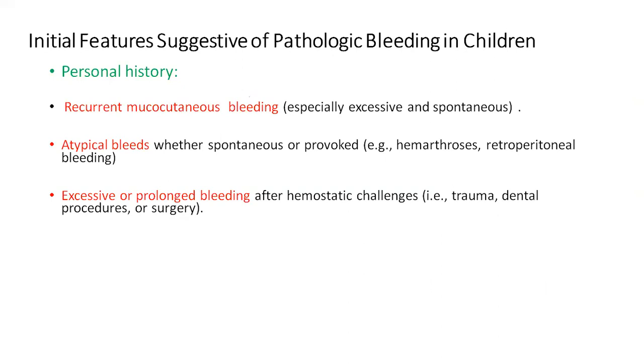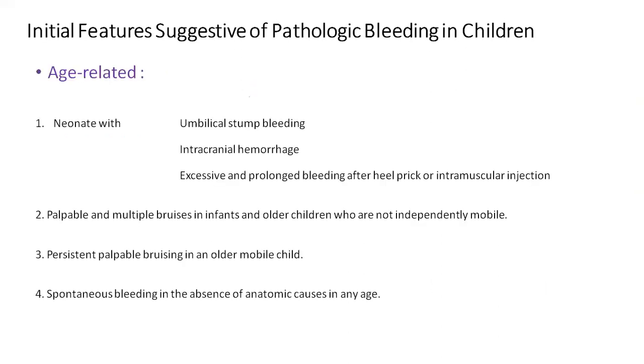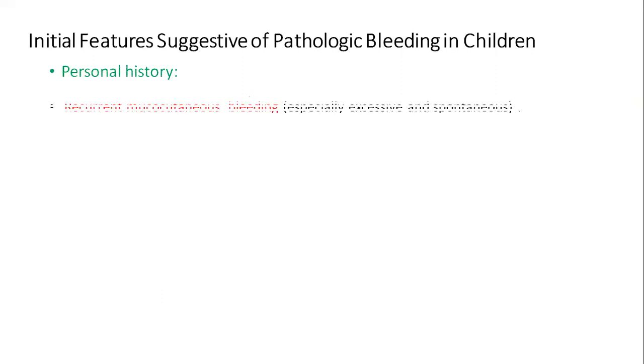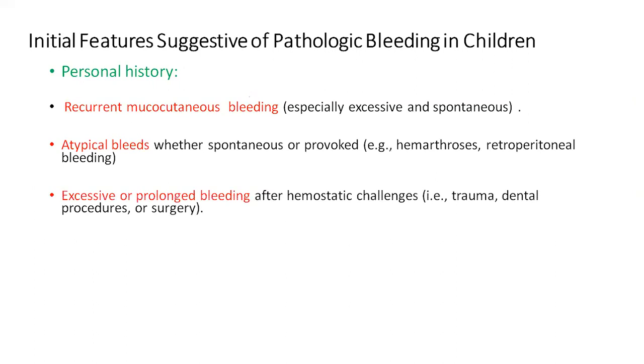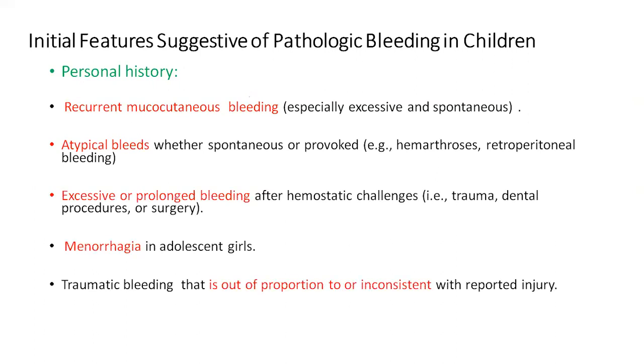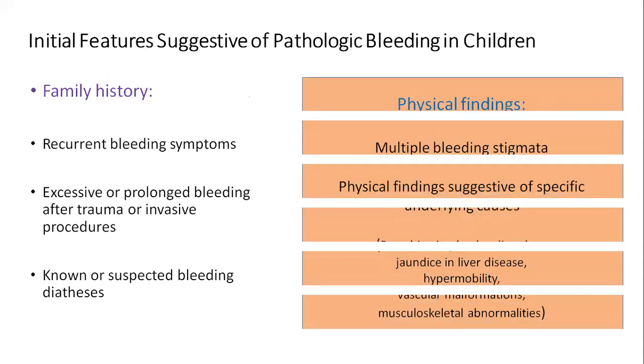So under these three headings, you need to discuss whether it is a pathological bleeding in children or not. First, age-related bleeding. Second is history, which is recurrent mucocutaneous bleeding, atypical bleeds, excessive prolonged bleeding, menorrhagia, and bleeding out of proportion to the reported injury. So these are the main things which we have to suspect. We are not dealing with physiological bleeding.